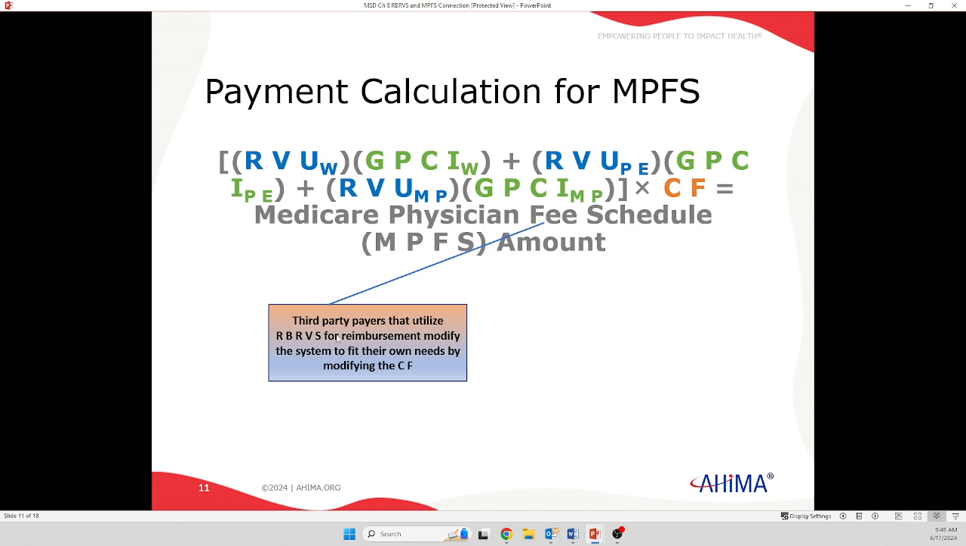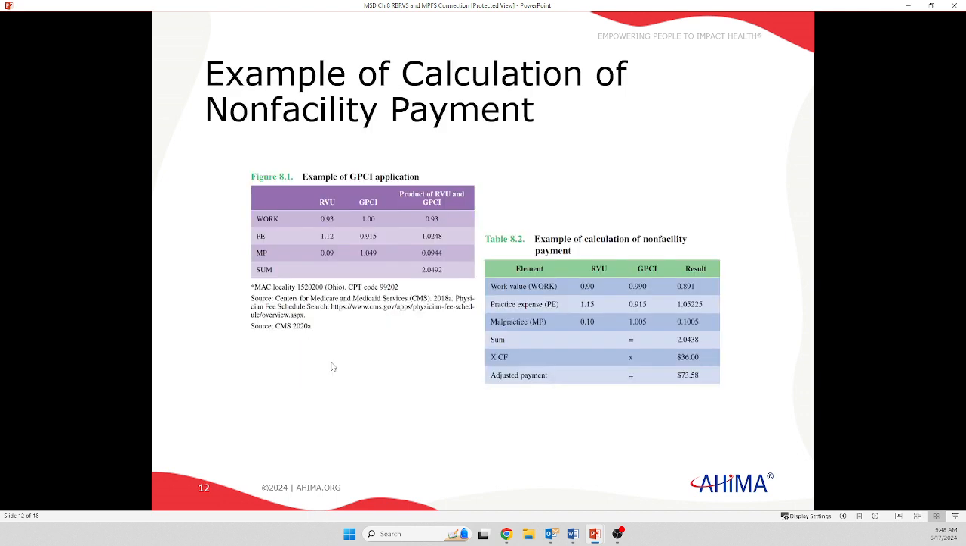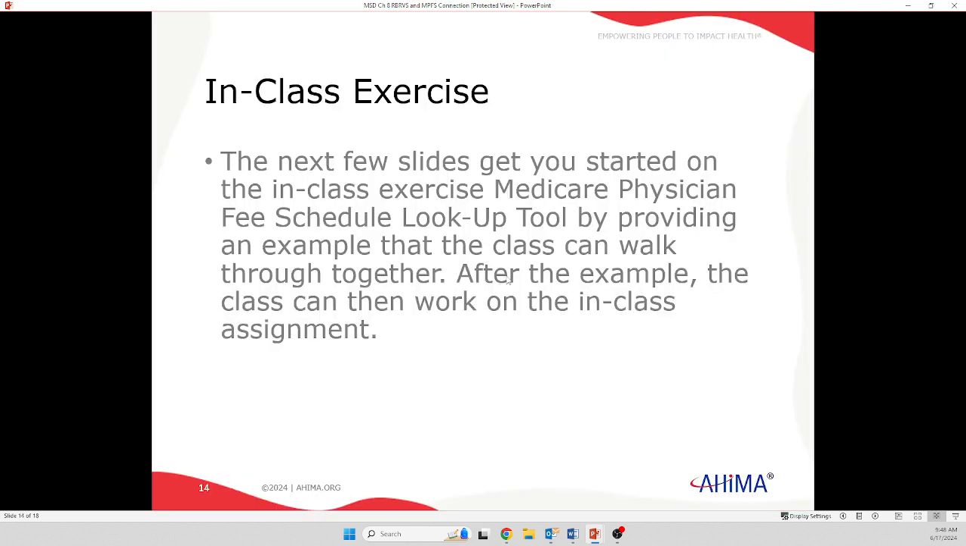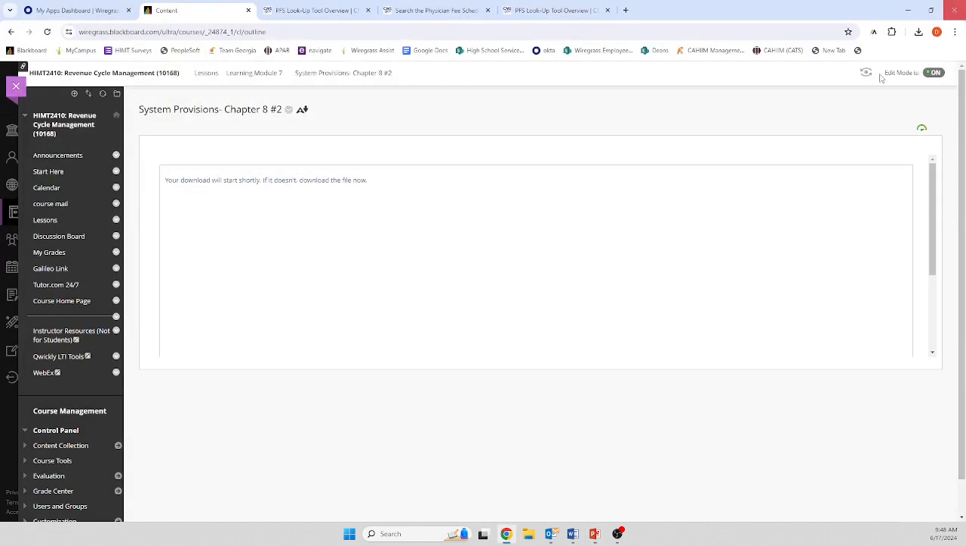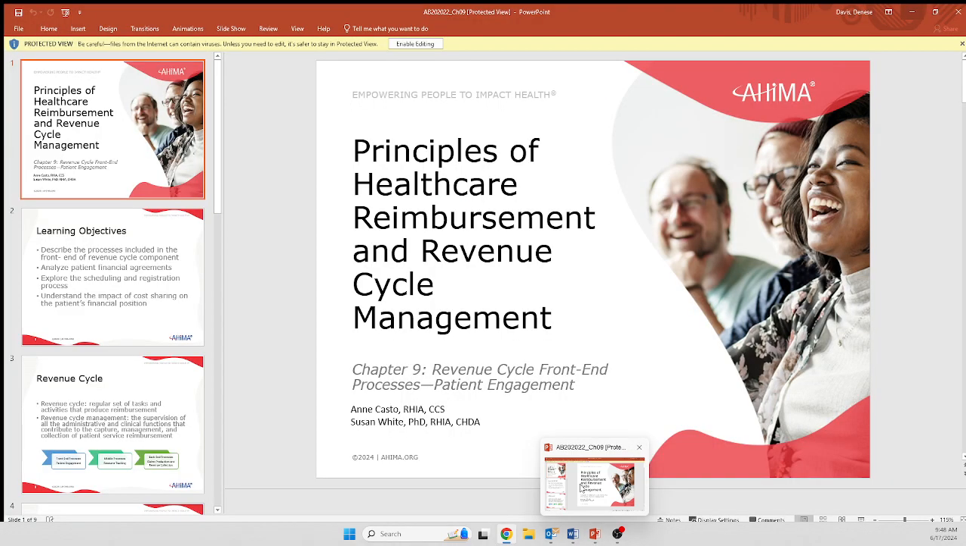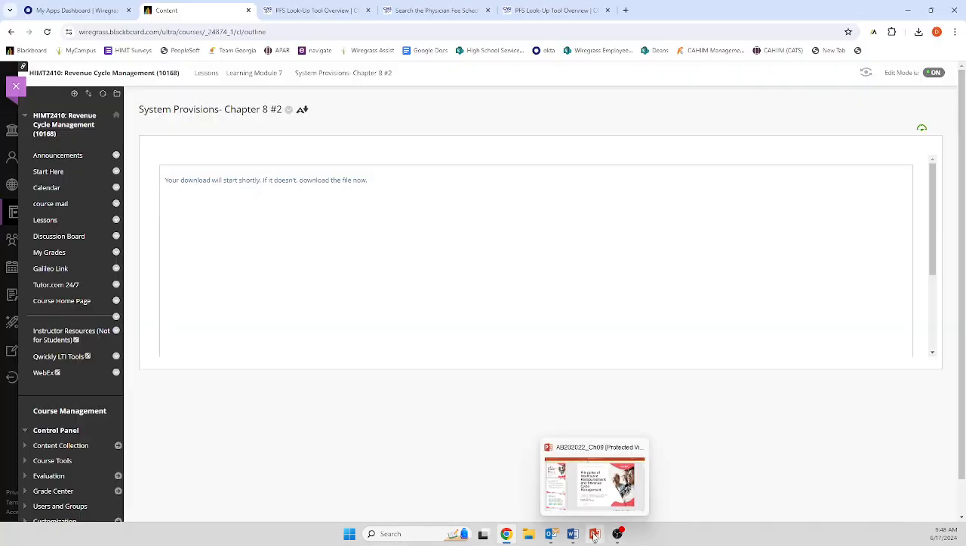Again, remember that sometimes the third parties do have their own RVUs. Here's a couple of examples that we looked at in our textbook. All right, there's that one. Now let's look at the other.